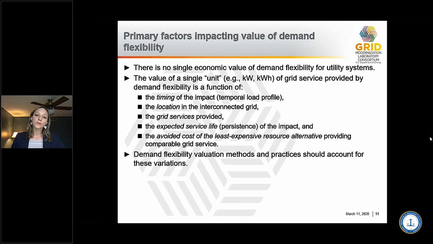The underlying principle is really that the value of the resource can be estimated using the cost of acquiring the next least expensive alternative resource that provides comparable service, which is the avoided cost. And I'll say that probably again on the next slide, slide 12.